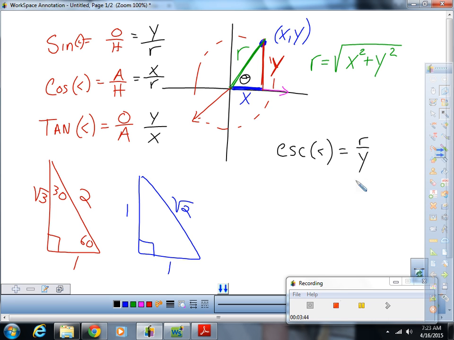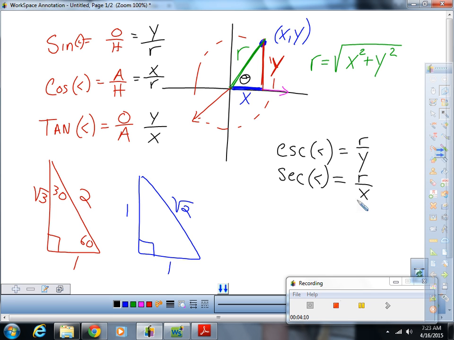Cosecant seems like it matches up with what? Cosine. It doesn't. It matches up with sine. So I'm telling you right now, you're all going to screw that up. So try not to. Okay? Secant is the inverse of cosine. Okay? So that's going to be r over x. Hey, I didn't invent the terms, so don't blame me.